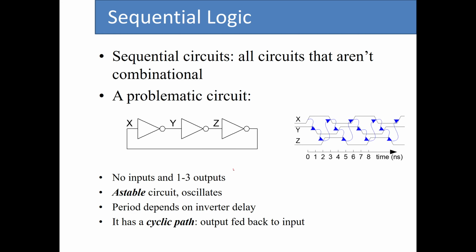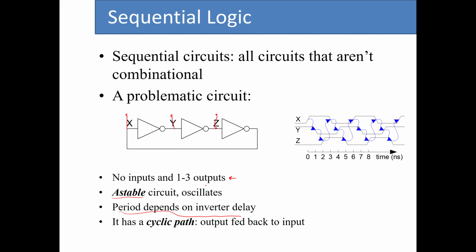In this circuit we don't have any inputs, but we have three outputs. You can say X is one of the outputs, Y is the second one, and Z is the third one. But we don't have any inputs, so we don't have any control over how these values change. Also, this circuit is an astable circuit because its outputs oscillate between 0 and 1 indefinitely. And the period for this oscillation depends on the inverters' delay.